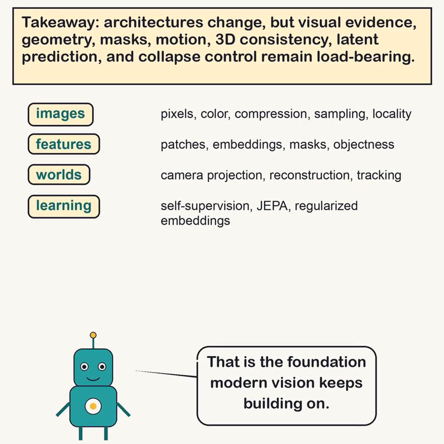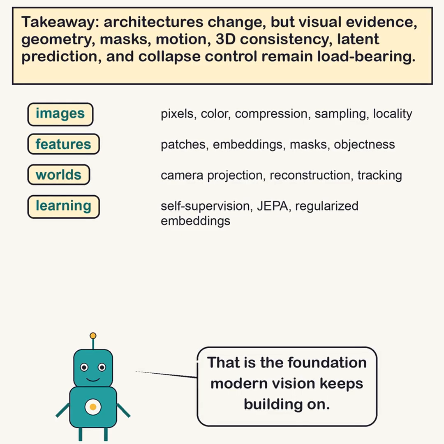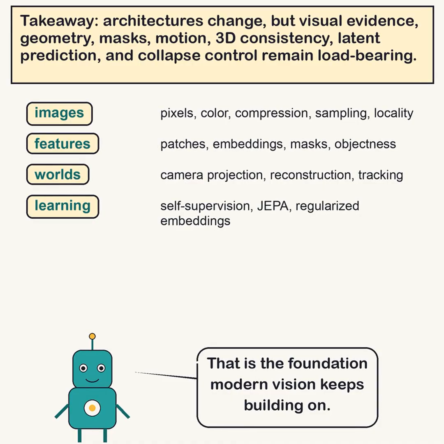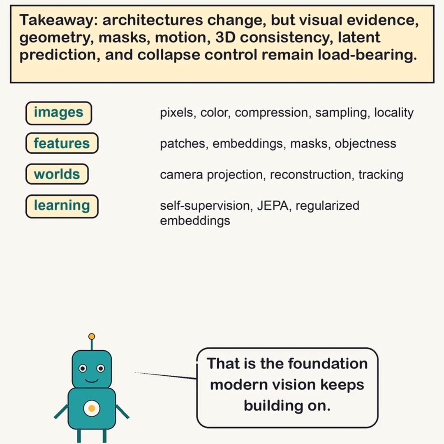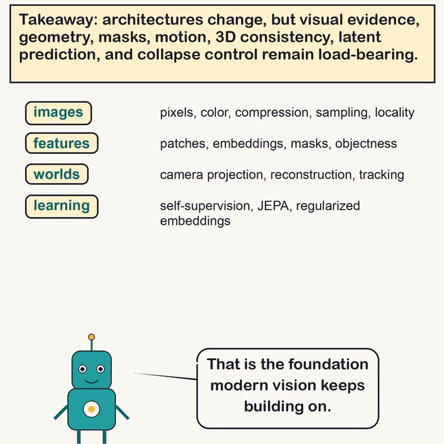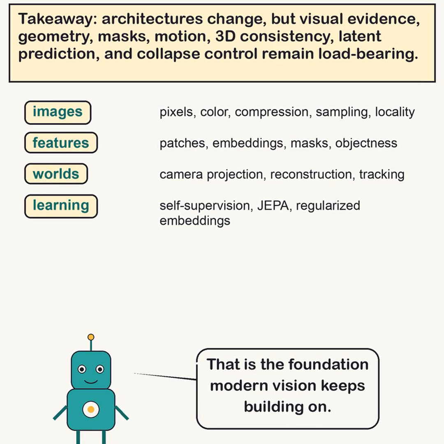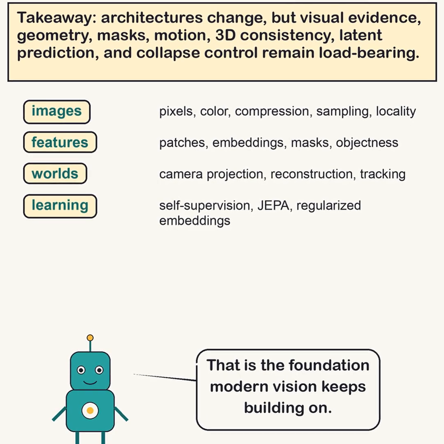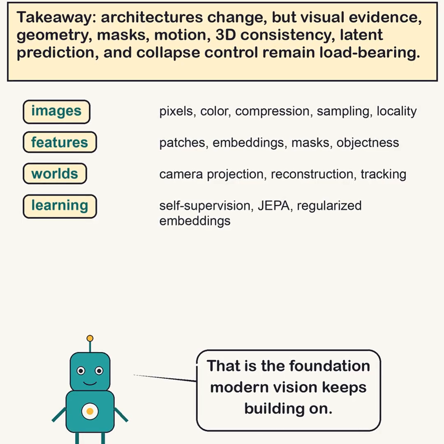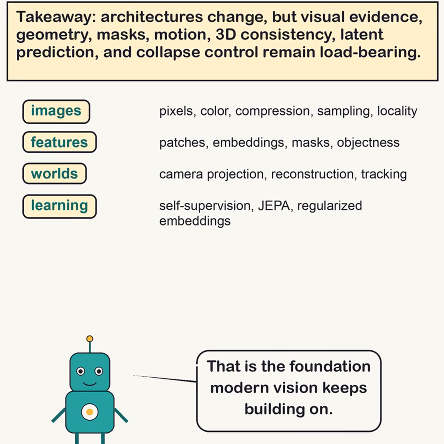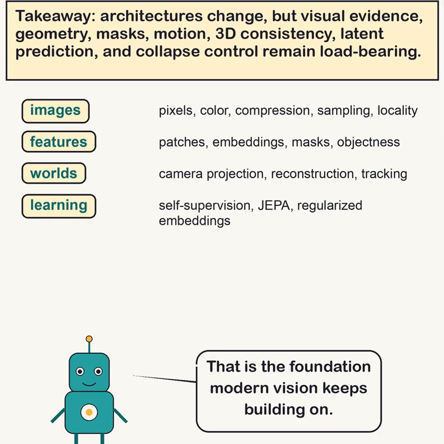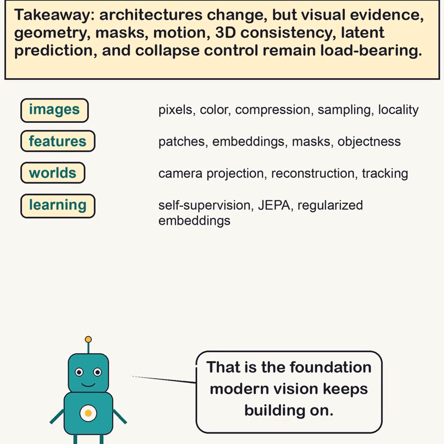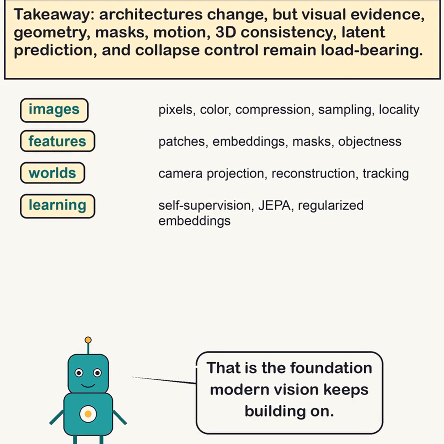Preserve evidence, respect locality, separate objects, calibrate cameras, recover structure, track motion, learn latents, prevent collapse. Master that chain, and new architectures become easier to understand instead of intimidating. Real-world analogy. The final system is like an engineering checklist that keeps evidence, geometry, masks, motion, latents, and stability aligned. That is the foundation modern vision keeps building on.